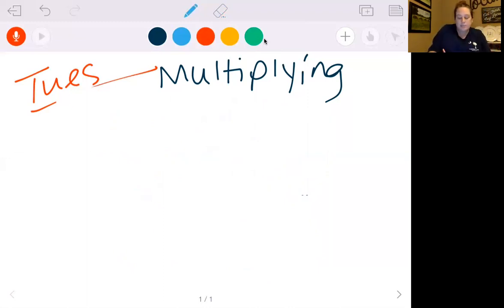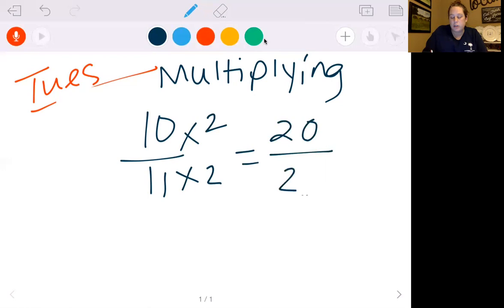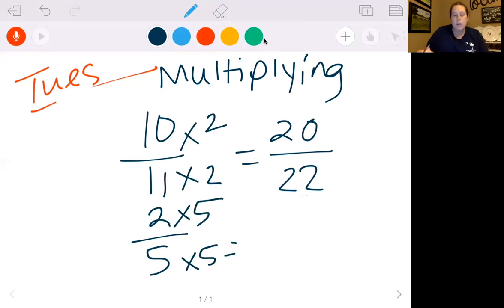Let's do 10/11. Let's just do it easy, times 2. Remember, it has to be the same on the top and the bottom. 10 times 2 is 20. 11 times 2 is 22. Let's do 2/5. Let's do 5 this time. Most of the time, you're just going to do 2 and 3 to be so much easier. 2 times 5 is 10. 5 times 5 is 25.